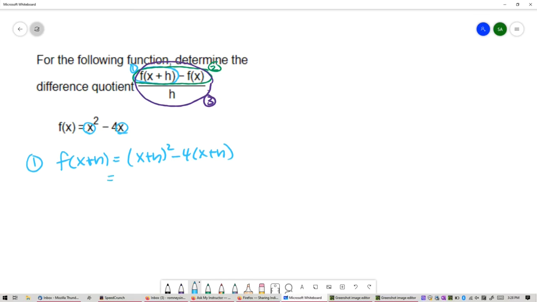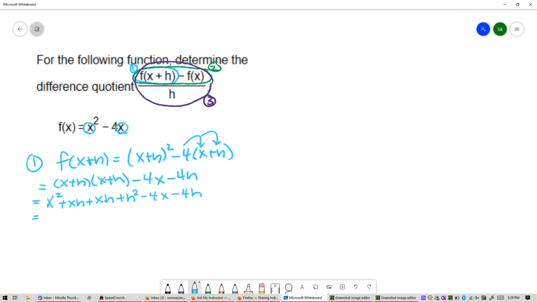So simplifying, I think I'm going to move my equal sign way over here because this is going to be a lot of terms. x plus h squared is x plus h times x plus h. Over here I can use the distributive property and get minus 4x minus 4h. I'm going to multiply out x plus h times x plus h, and that gives x squared plus xh plus xh plus h squared. I'm copying down the minus 4x and minus 4h.